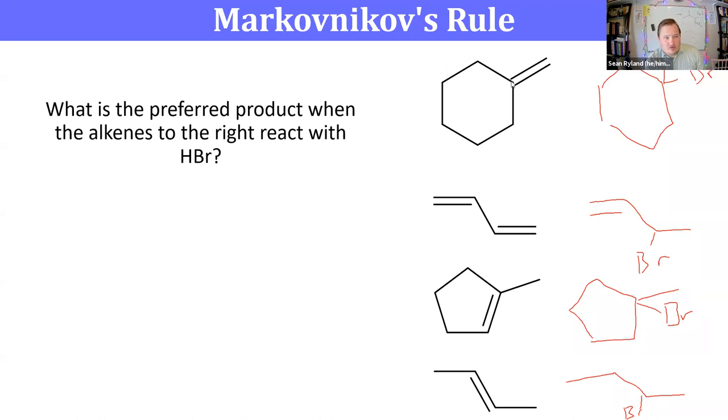So our first reaction here, break the pi bond. We're going to add a hydrogen to the methyl side, which means the bromine goes to the more substituted carbon. Here we have two pi bonds, but they're identical. So pick one, it doesn't matter which one you pick. You're going to break a pi bond, add a hydrogen to one side and bromine to the other.